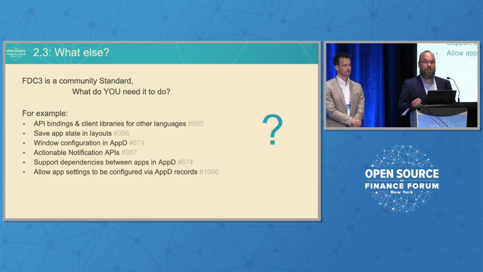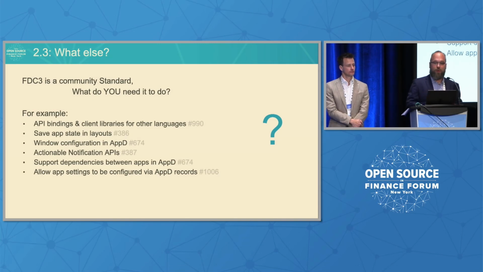So lastly, FDC3 is a community standard. What do you need to do with it in future? I've given a bunch of examples here of issues that are currently open, things like saving state in layouts or window configuration in the app directory, actionable notification APIs, but these don't necessarily matter as much as what you need to do with it now. So come along and talk to us about your use cases or any shortcomings, any questions you've got about how to do something in the standard. If you've identified a gap, we need to work on filling it, for which we need your input.